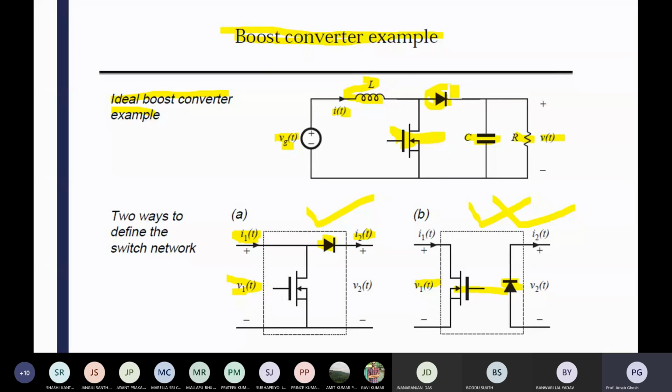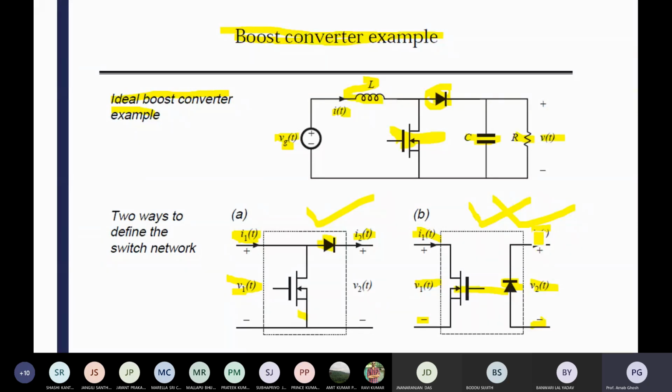In the switch on case there will be no current flowing through this diode, but in the second case definitely I2 will be there. There are two modes of operation, two port configurations, so you have to calculate the values of I1, I2, V1, V2. So two ways are defined in the switching network, for the switch on condition and the switch off condition. What can we discuss from these configurations? The number of ports.